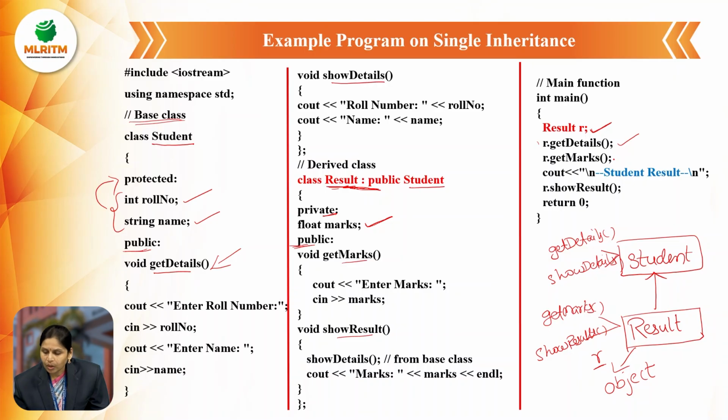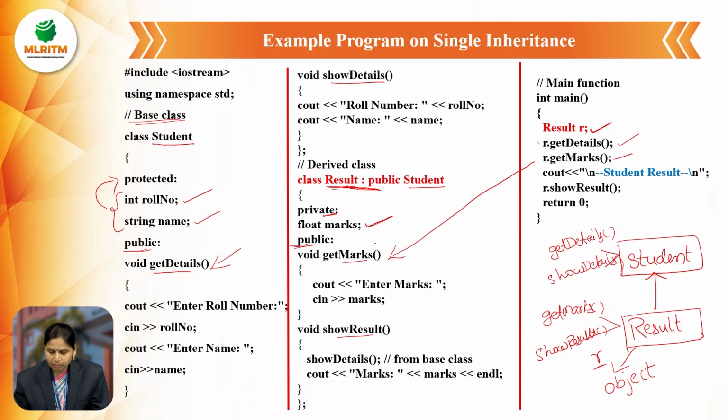Next, we are calling the get marks. It directly goes to the get marks method from the child class. By using the same object, we are calling the parent class method as well as the get marks, because the child class is inherited from the parent. That's why we are able to access the methods from parent as well as child class.